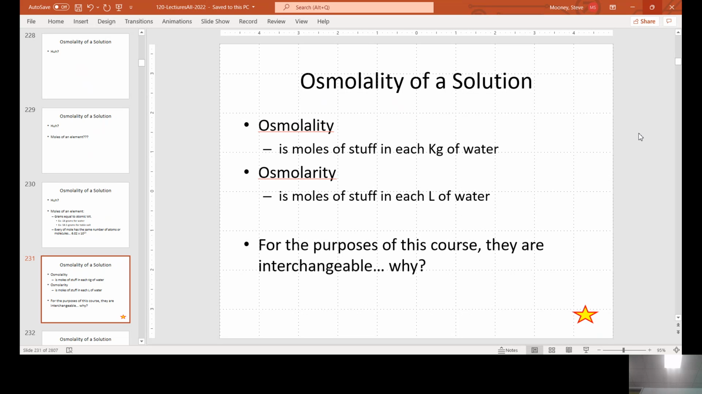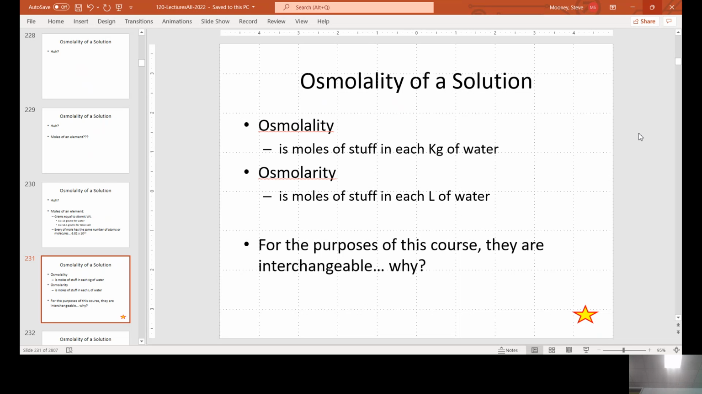I'm not sure who came up with these two words, but it would be a whole lot easier if osmolality was the liter one. But they're switched. So osmolality, kilograms, for the purpose of this course, they are interchangeable. I don't care which phrase you use, the R or the L, I don't care. If you're going on to advanced chemistry, yes, it'll make a difference.